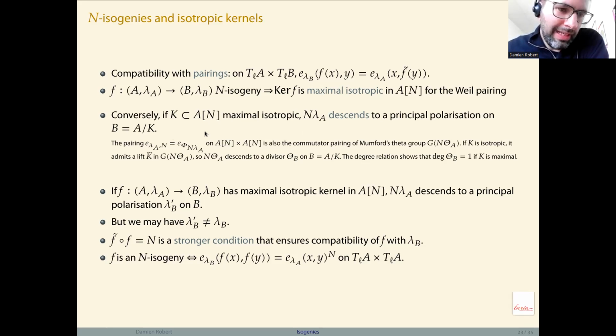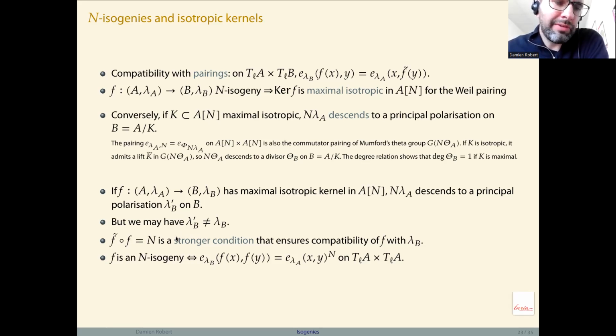Okay, but here you need to be careful of the following subtlety. If you look at an isogeny between principally polarized abelian varieties A and B, I don't know yet that it's an n-isogeny. I only know that its kernel is maximal isotropic. So I know that n lambda A descends to a principal polarization lambda prime B on B. But lambda prime B may be different from lambda B, the one we want, because on abelian varieties, there may be a lot of non-equivalent principal polarizations.